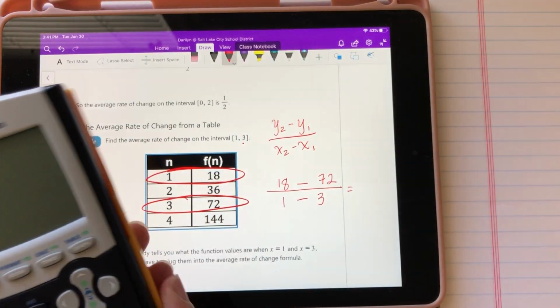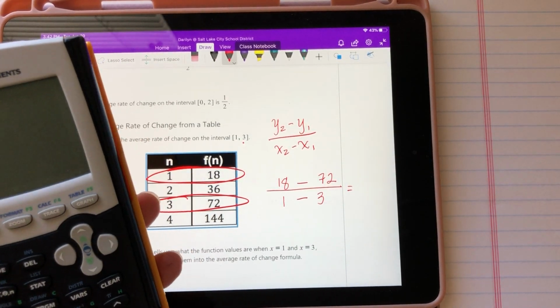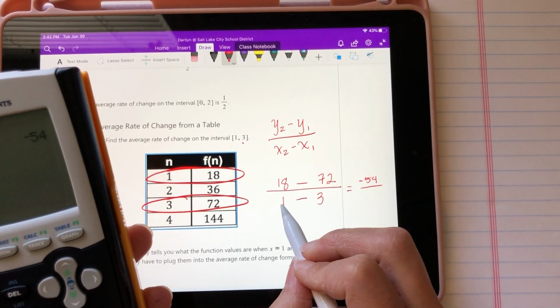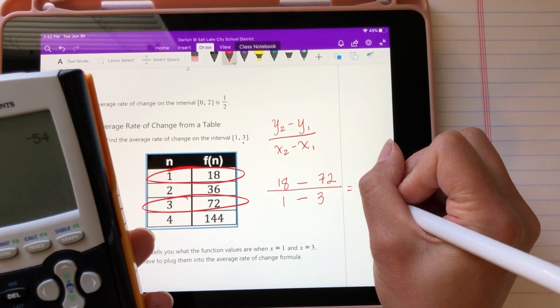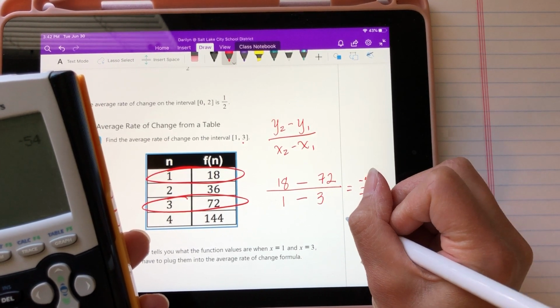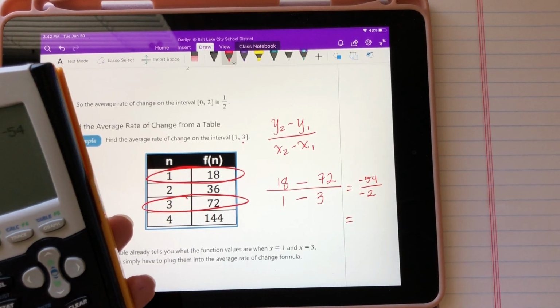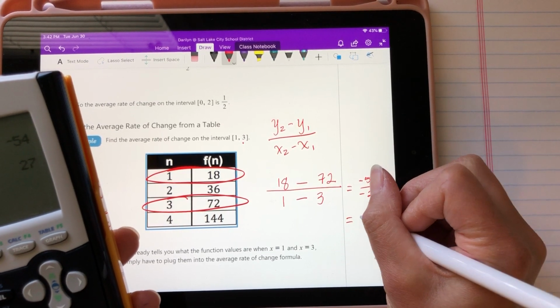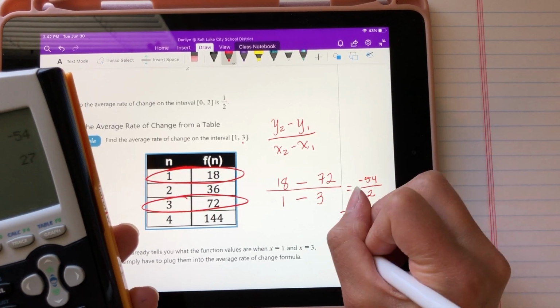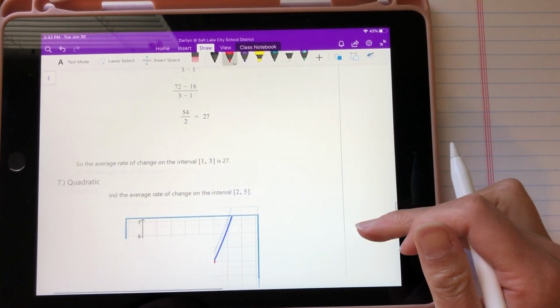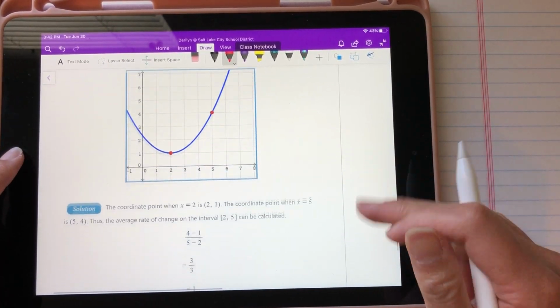So now I'm going to do 18 minus 72 on the top. That gives me negative 54 over 1 minus 3 is negative 2. And negative divided by a negative is a positive. This is going to give me 54 divided by 2 is 27. So that is going to be my average rate of change. So let's just do one more for good measure.